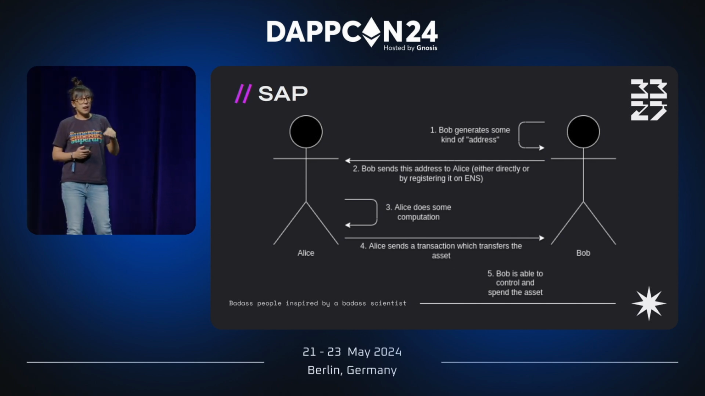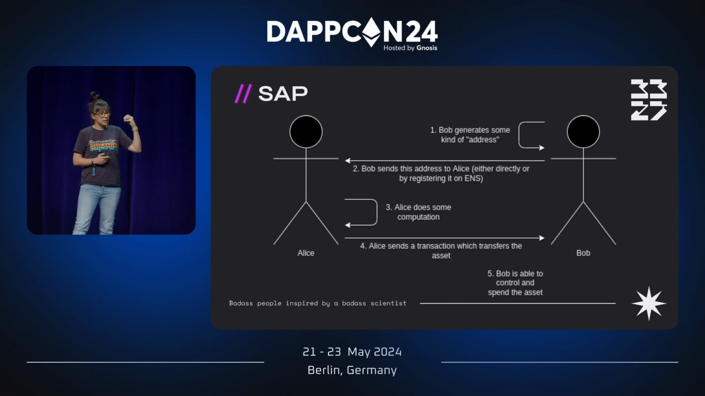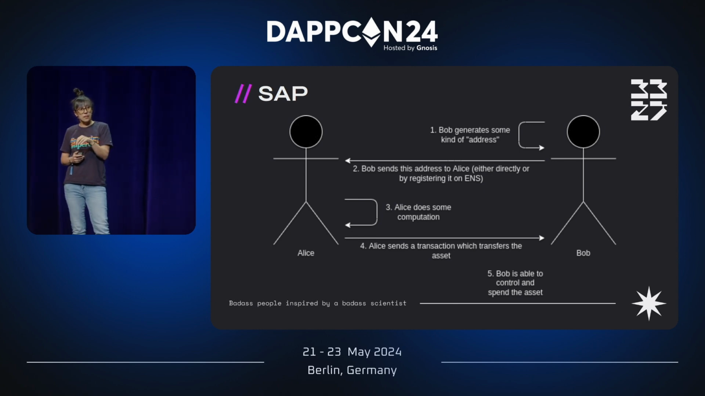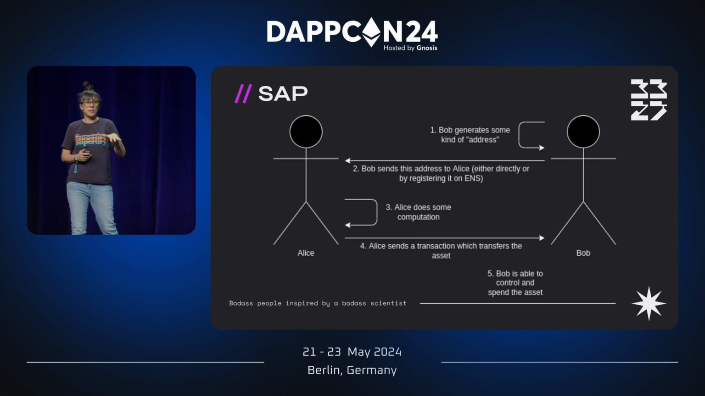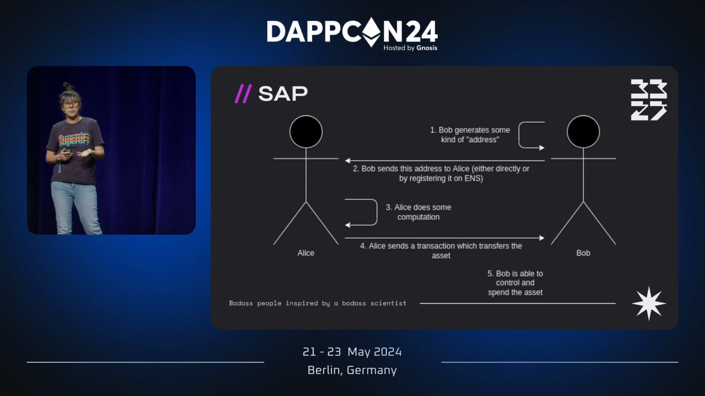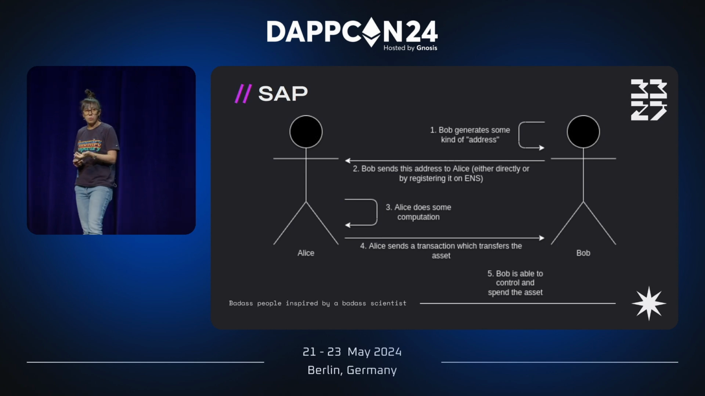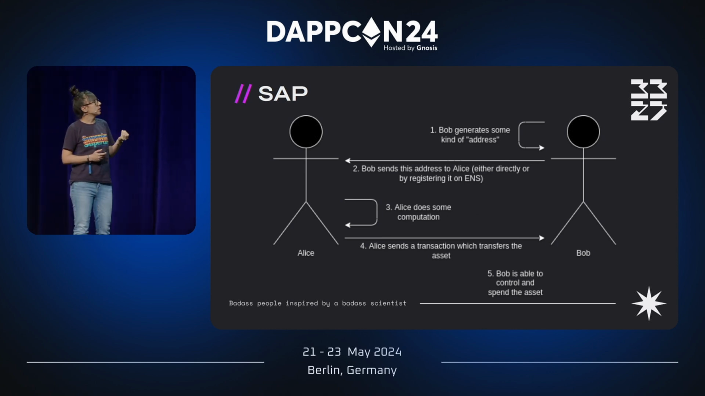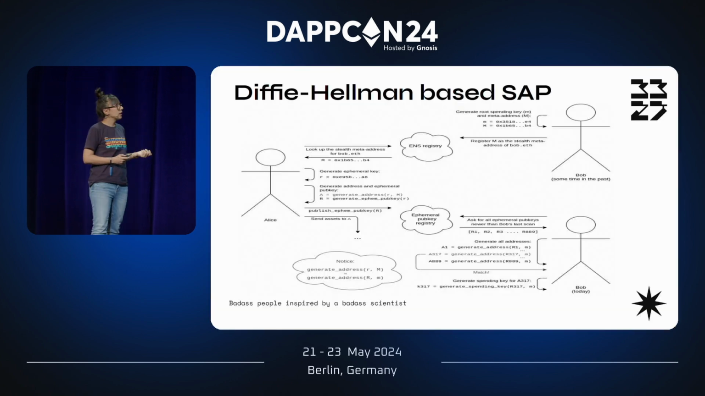And after that, Alice can do some calculation and calculate Bob's new address, and she can send the money to this new address, and after that, Bob is able to control all the assets from this address. So every time when someone wants to send the money to Bob, he will use this stealth meta address, but Bob will obtain a new address every time. Okay, so how can we achieve this?